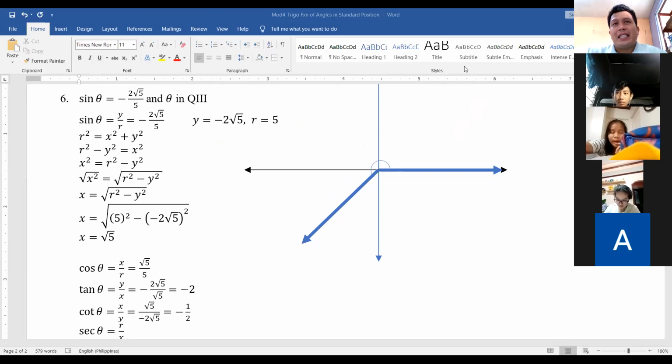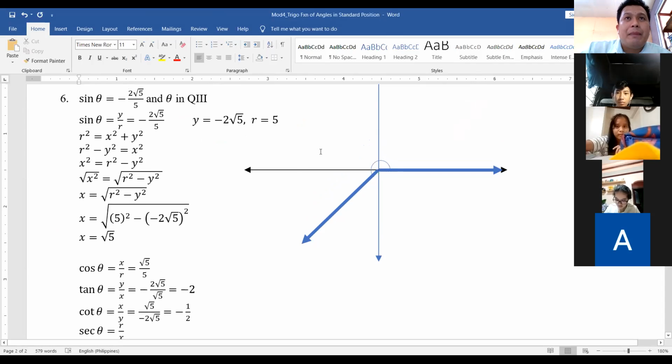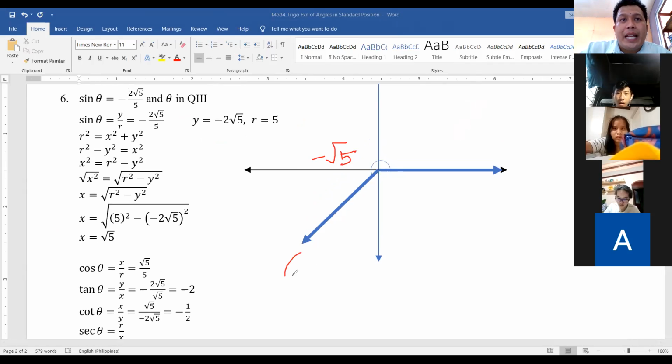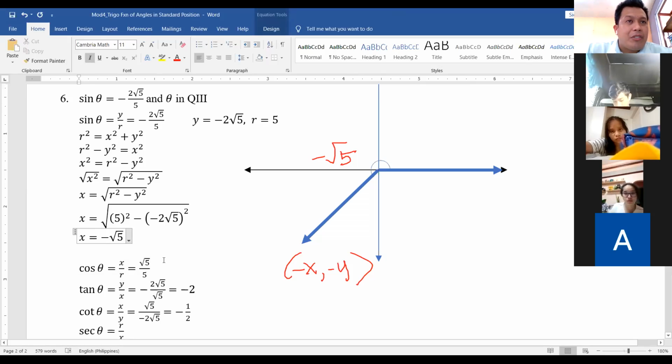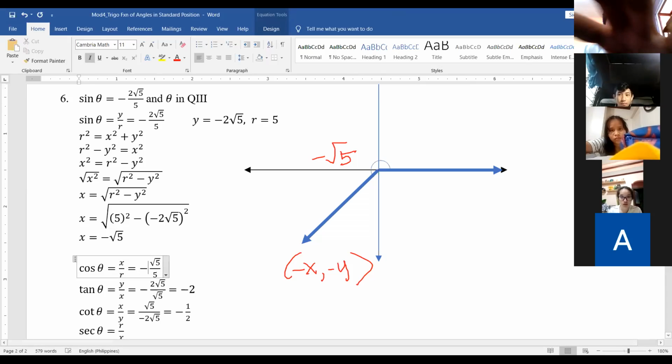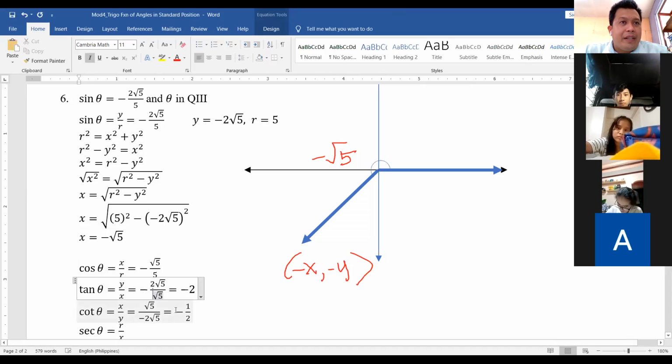Yeah, thank you, Clarice. The square root of 5 is negative because this is located in the third quadrant, wherein the x is negative and the y is negative. Therefore, the square root of 5 for x here is negative, so the solution then goes with negative square root of 5 over 5. Here we have negative 2 square root of 5 over negative square root of 5, so the answer is positive 2. And here we have negative divided by negative is also positive 1/2. Thank you. That is negative square root of 5 for x because that is in the third quadrant.